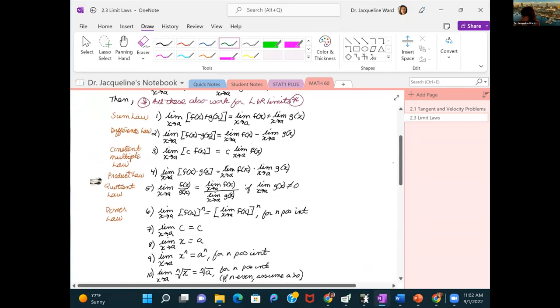Yeah, it was the sum, right? Oh, constant. So first I did the sum. The limit of the sum of two things, and I split it up into the sum of two limits. And then I made use of the constant multiple law because I have the 5 times g. So see, you can pull the 5 out. Okay. That's one.